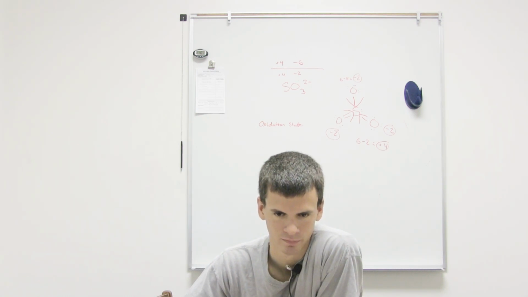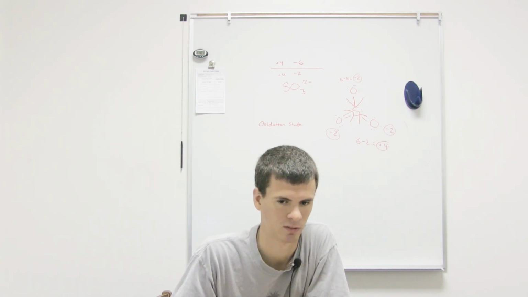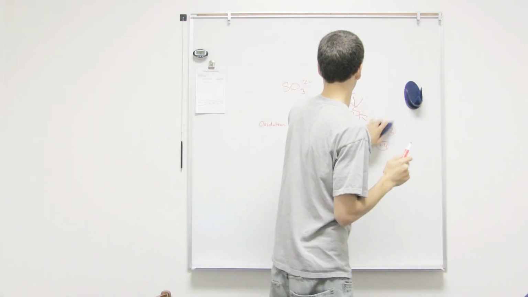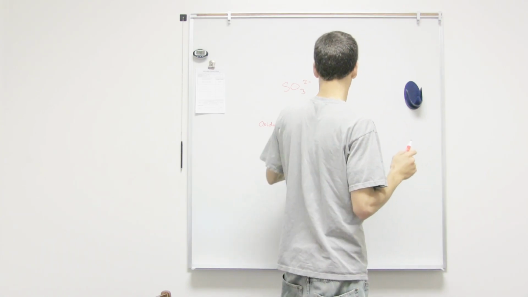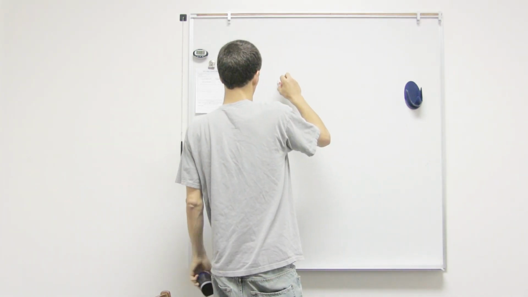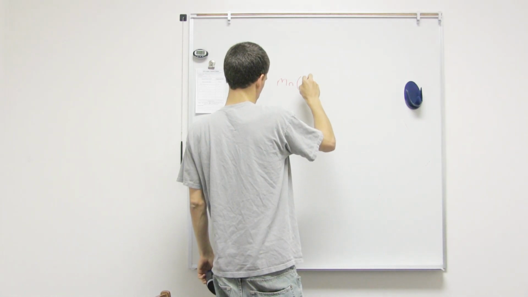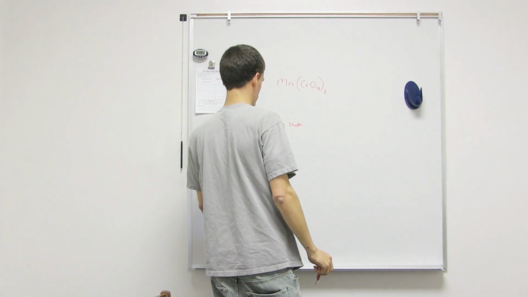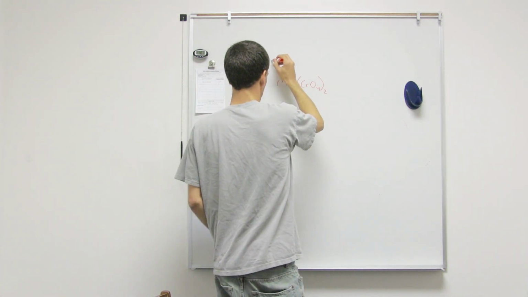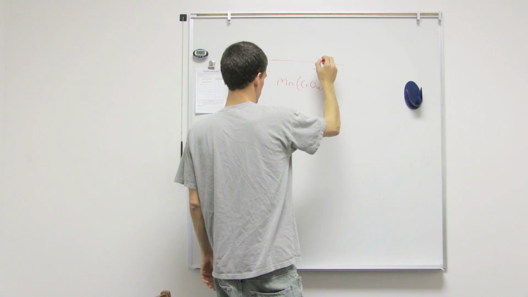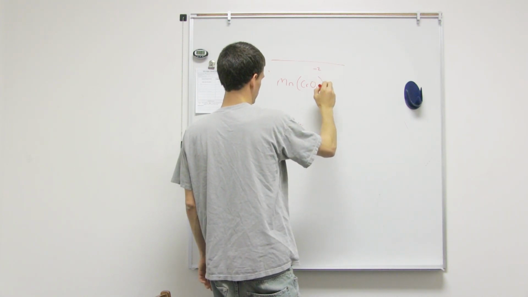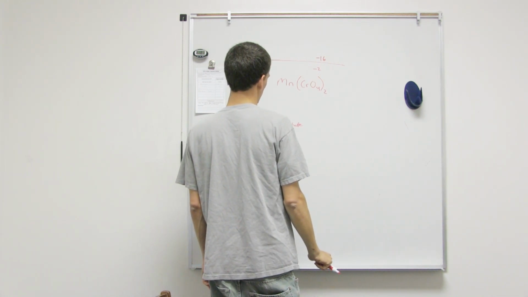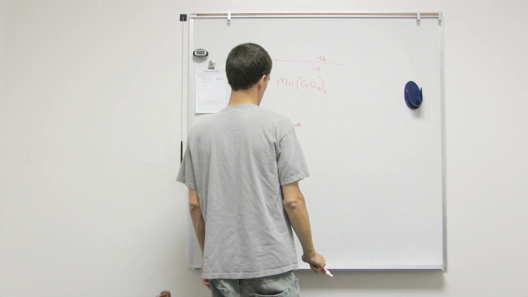Oxidation state. Okay, so we have 8 oxygens, which means -16. So we have -16. Chromate is something we do last. So we have chromium and manganese.